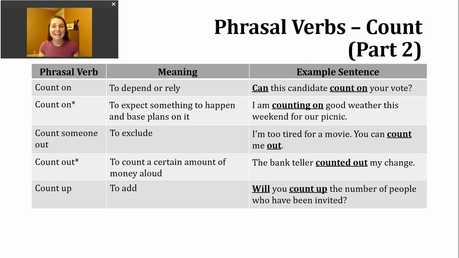So again, imagine we have a combination of quarters, dimes, nickels, etc. So the bank teller might be saying 25, 35, 40, then pennies, 41, 42, 43. There's your change. The last phrasal verb we're going to look at is count up. It means to add. Here's an example of this usage.